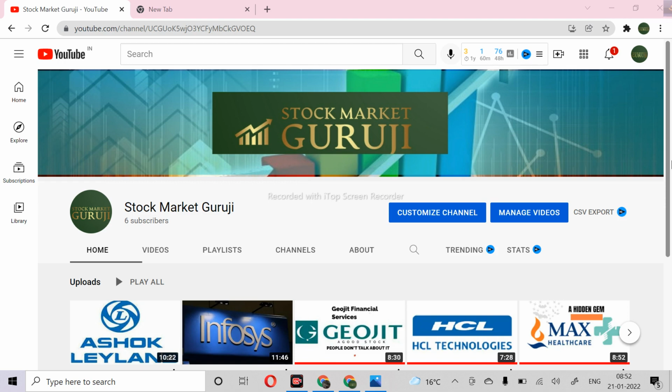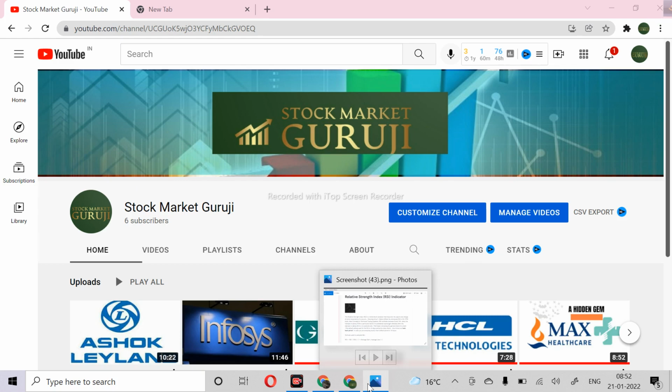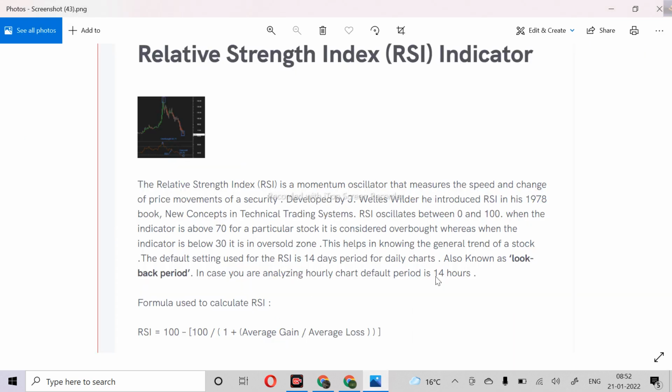We have heard other people talking about RSI. But what is that RSI? So in this video, we'll be discussing the meaning of RSI and what level of RSI to look for while selecting a stock. So this is the RSI, or relative strength index, indicator.